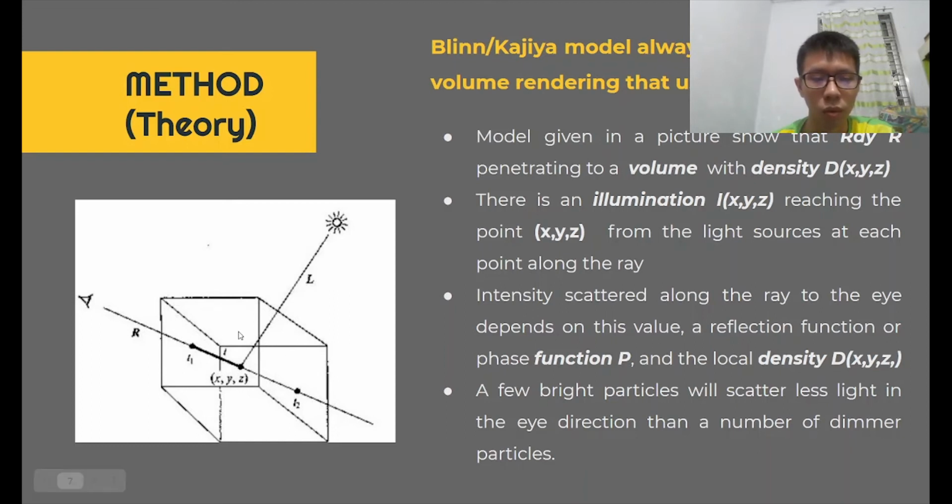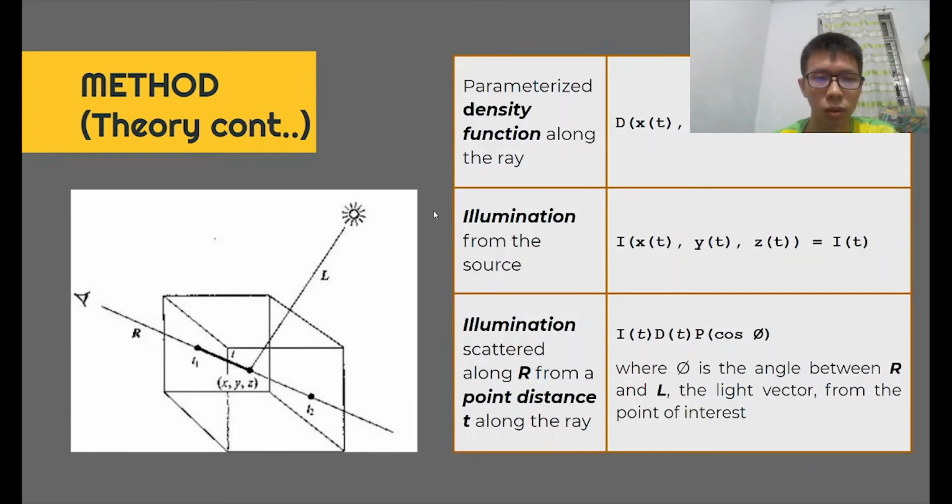So the middle one will be formed lighter, and the side one will be formed as a darker, dimmer particle. So this is the basic theory. From this part we see the equation. The parameterized density function along the ray will be using the D.